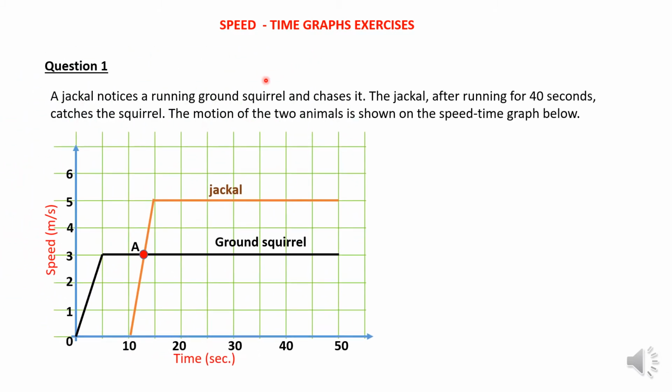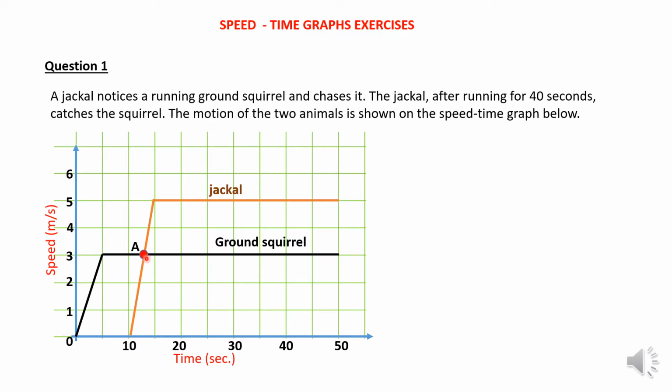Now, let me bring the diagram of that particular question. It says that a jackal notices a running ground squirrel and he chases it. So this is the jackal here, and this particular black line here represents the ground squirrel. What you can see just from looking at the diagram is that the ground squirrel started 10 seconds earlier than the jackal. So you run first, then the jackal starts chasing it. After 40 seconds, from 10 to 50, that's 50 minus 10, after running for 40 seconds, the jackal catches up with the ground squirrel. That's why you can see they are equal here at this particular point.